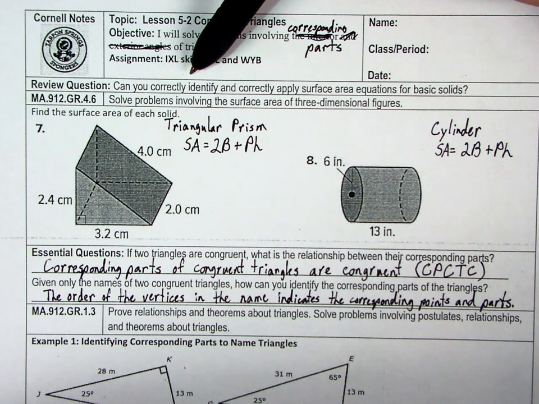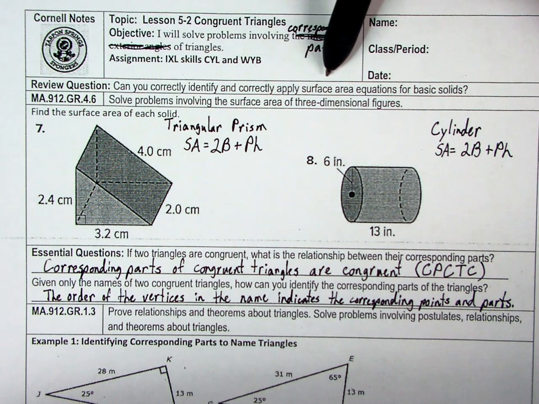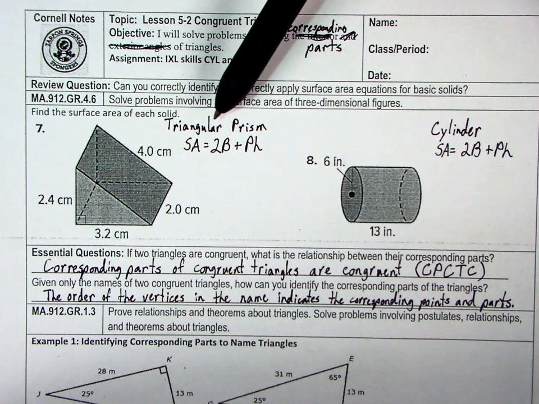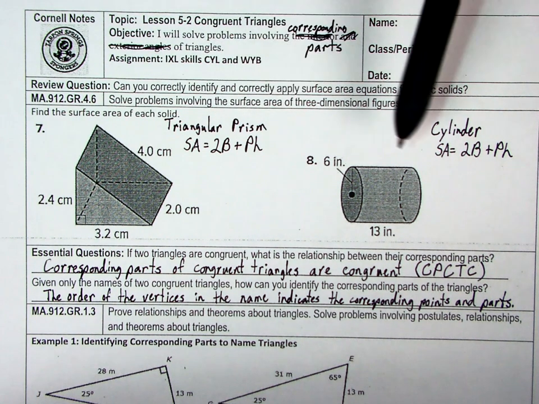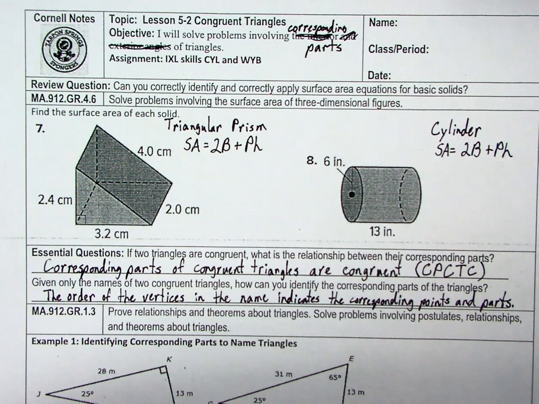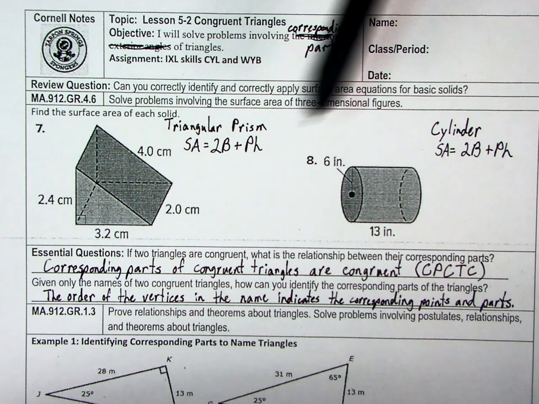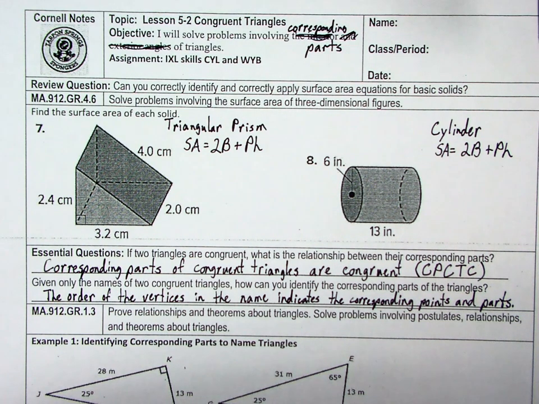Can you correctly identify and apply the surface area equations for these basic solids? I've already provided the name of each shape. Take a minute to try out number 7 here first. See if you can find out its surface area. Pause the video. Alright.